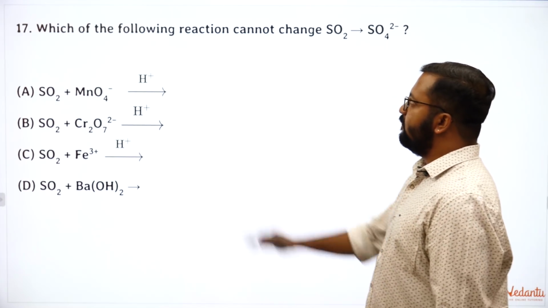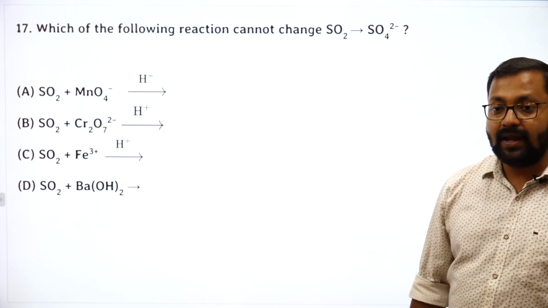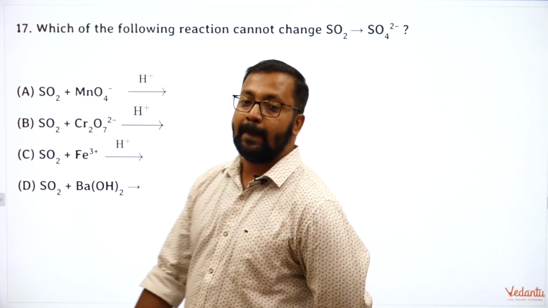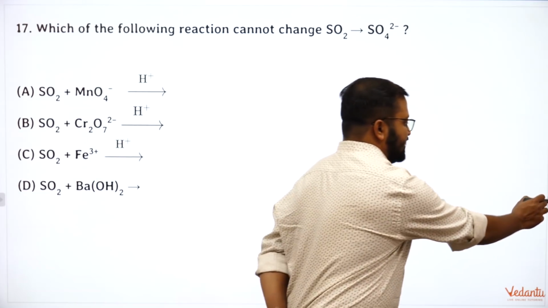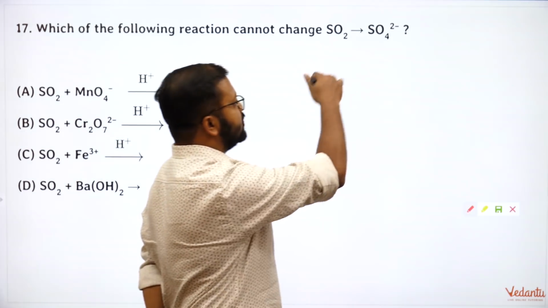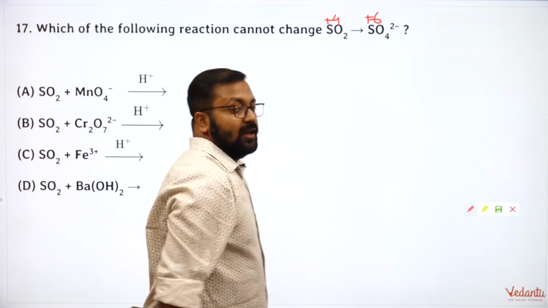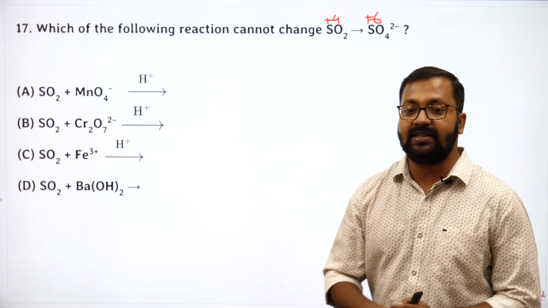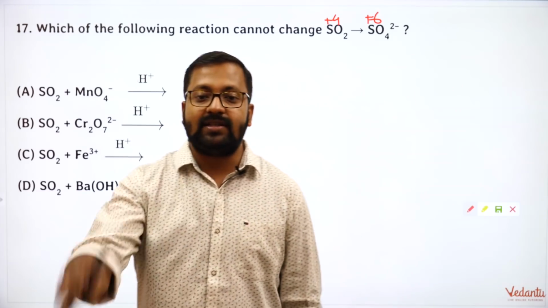Next question is this: which of the following reactions cannot change SO2 to SO4 2 minus? एक बात बताओ, कौन सा रिएक्शन हो रहा है? SO2 में ऑक्सीडेशन स्टेट ऑफ सल्फर इज +4 एंड SO4 2 minus में ये +6 में कन्वर्ट हो जा रहा है. So when it is converting into +6, it is getting oxidized बेटा, it is getting oxidized.